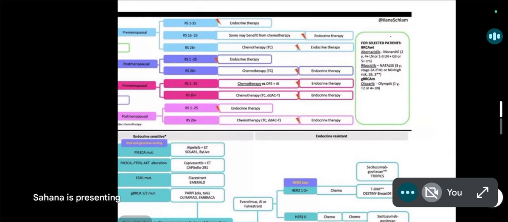Then your selection criteria for BRCA wild high risk patients.